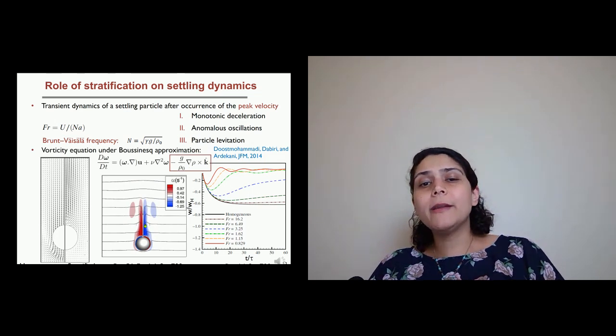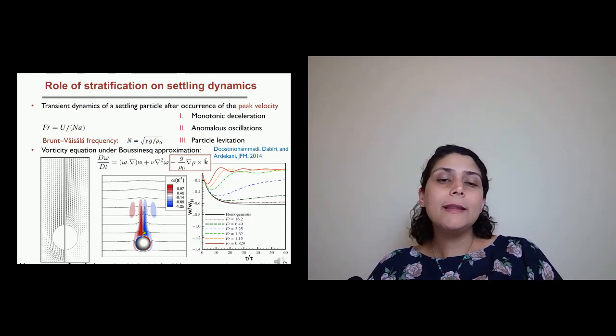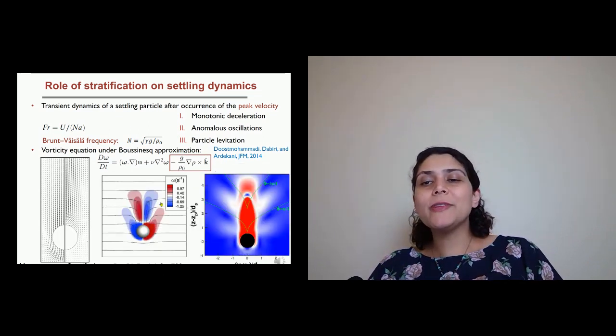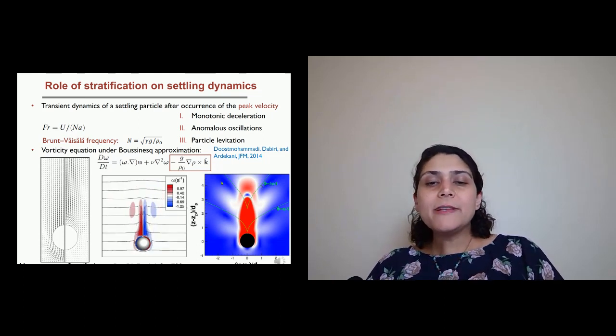Basically, behind the particle, you have a gradient in density that is horizontal and a gradient in hydrostatic pressure that is vertical, and the cross product leads to this formation of secondary vortices and slows down the motion of the particle. Looking at the velocity contours, we can also distinguish the lee waves that form behind the particles, and they slow down the particles further.